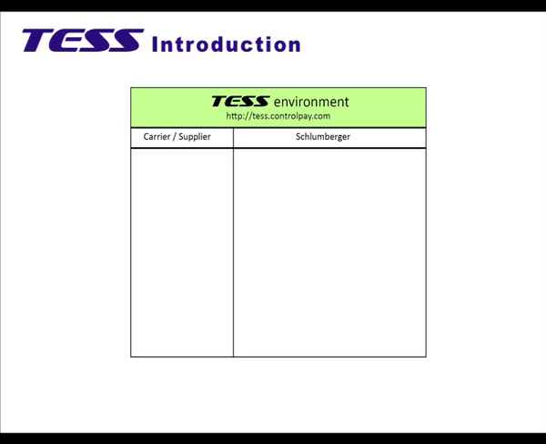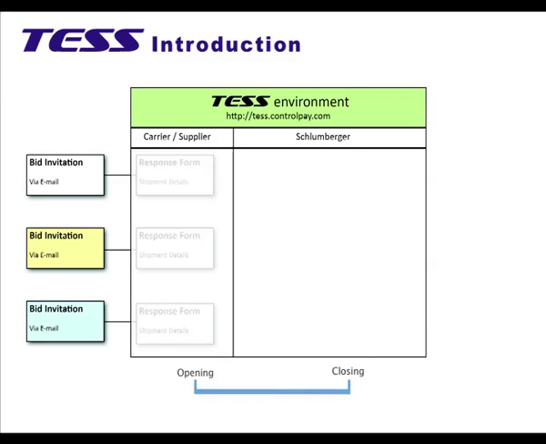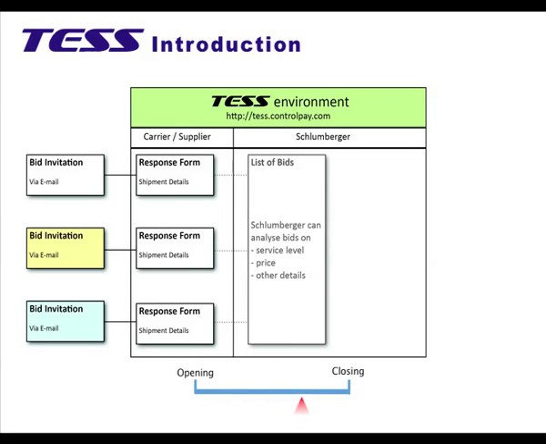In Tess, a site operator can create a request for quotation and invite suppliers to participate. The suppliers are invited through email and will provide their quotations online under the terms defined by the site operator. Each request has an opening and closing date. After the closing date, the site operator will review all submissions and shortlist the best quotation.